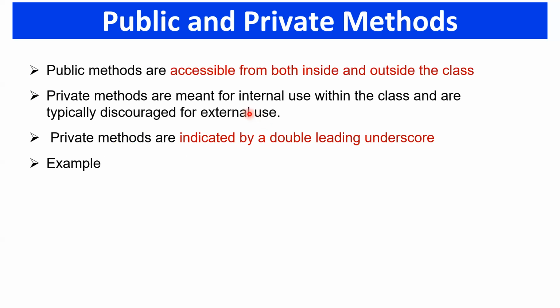So using that name mangling, we are allowed to access the private data members as well as protected data members also from outside the class. So though it is allowed, one should not try to access the protected data members and private data members from outside the class. Private methods are indicated by a double leading underscore similar to private data members. Now let us see an example to demonstrate public and private methods.